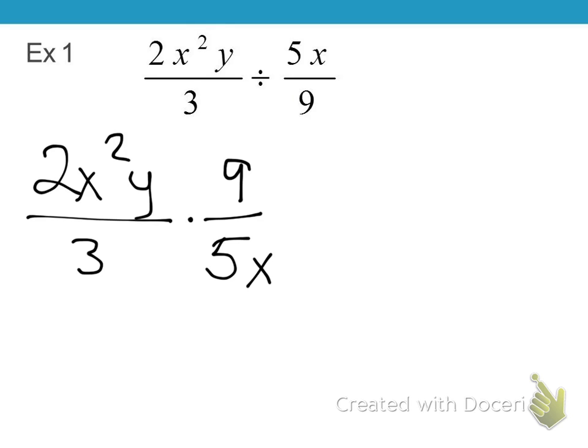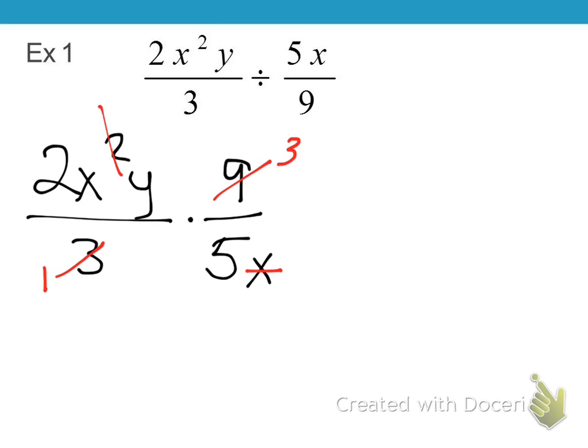Can we simplify? So the x would go there. So x goes with x, good. So instead of x to the second power, we'll just have x to the first, right? And then the 9 and the 3 can become a 1 and a 3. Divide them both by 3. I believe that's it. Is there anything else you guys see?